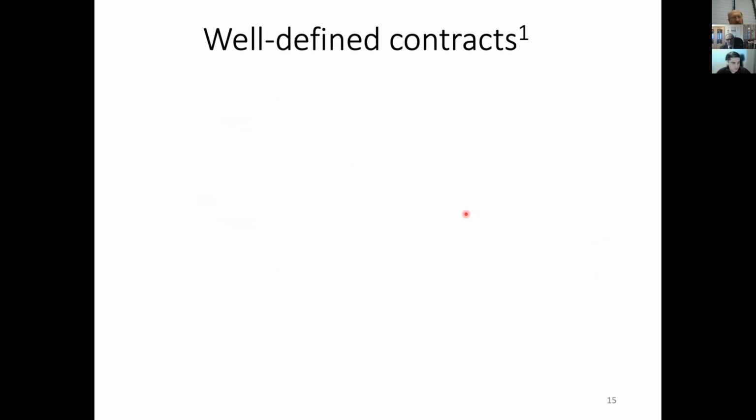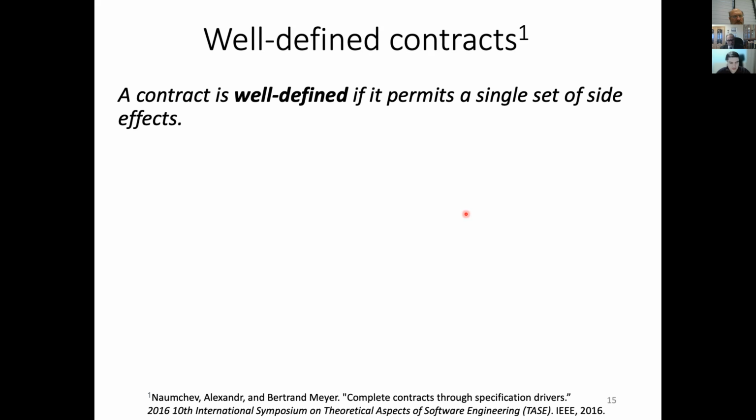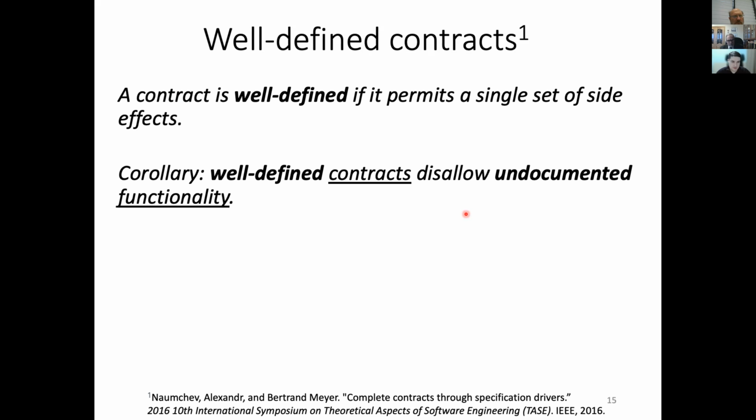So, coming back to the main idea of the talk. By analogy, the analogy of well-definedness in programming is basically that a contract is well-defined if it permits a single set of side effects. I will show you how to operationalize this definition, but basically what it means is that well-defined contracts disallow undocumented functionality. So they do not only capture functional requirements, but they capture them completely. There is no portion of the state that is not described in the contract.